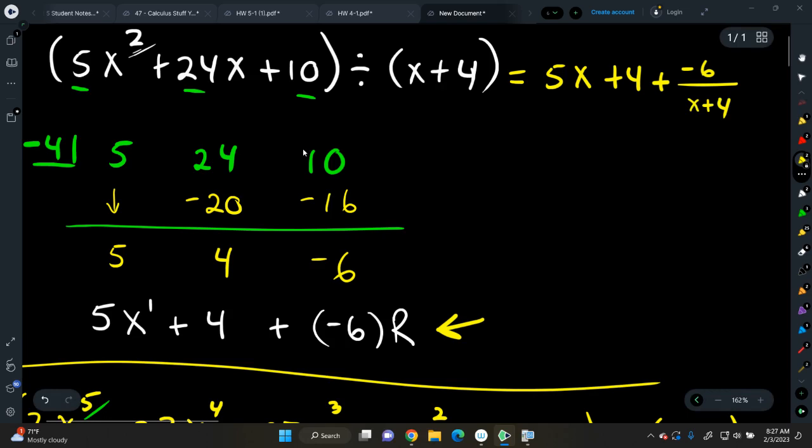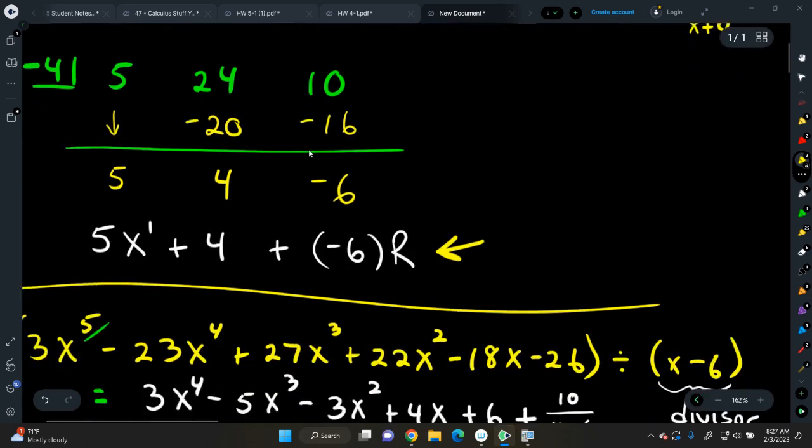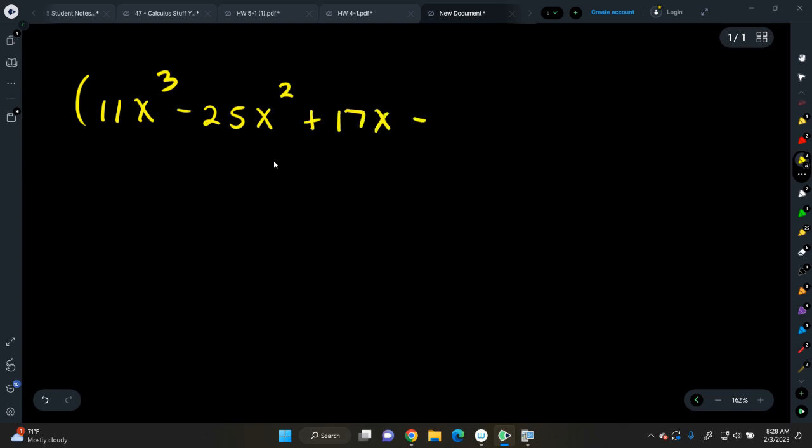Okay, let's look at another one. Let's do 11x to the 3rd minus 25x squared plus 17x minus 30 divided by x minus 2.